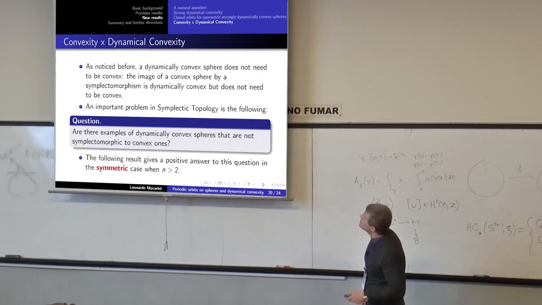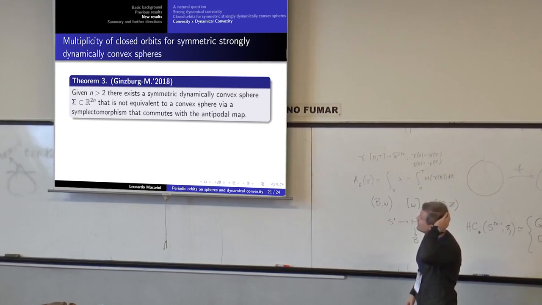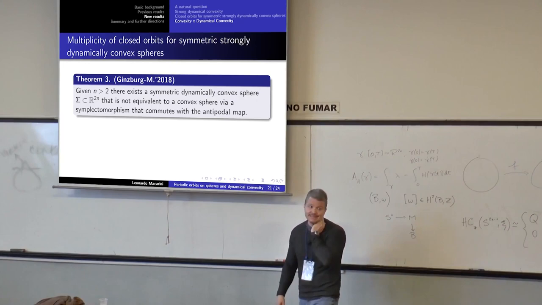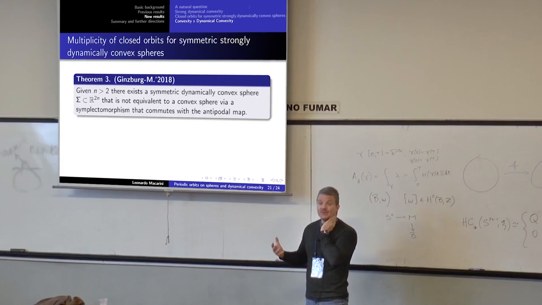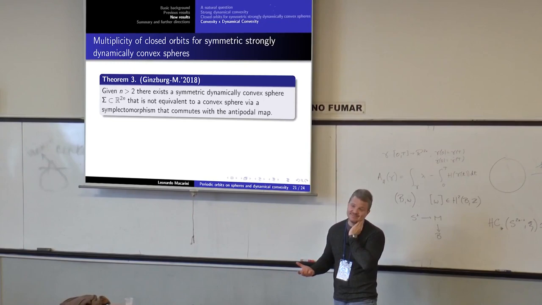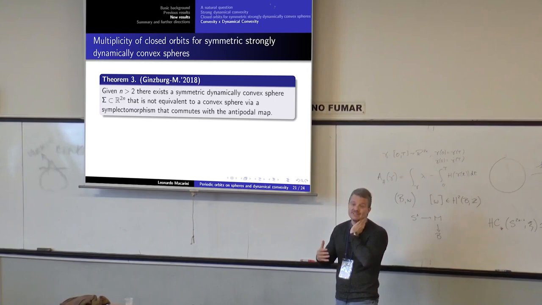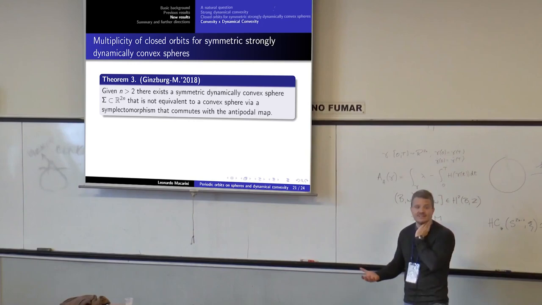We prove the following. Given any n bigger than 2, there exists a symmetric dynamically convex sphere that is not equivalent to a convex one by a symplectomorphism that commutes with the antipodal map. We need to assume this, unfortunately. So we have a positive answer to that question, but only in the symmetric case, assuming also that the symplectomorphism is symmetric in the sense that it commutes with the antipodal map. In this case, we have examples of dynamically convex spheres that are not equivalent to convex ones.